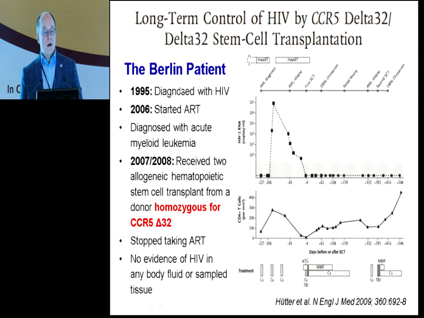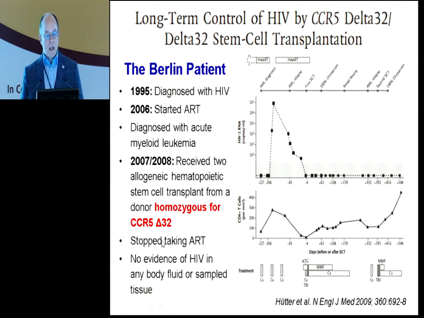So this was a man, Timothy Ray Brown, who was diagnosed with HIV and started ART in 2006. And as you know, he was diagnosed with AML, leukemia, and received 2 allogeneic hematopoietic stem cell transplants. And the important distinction here is that the donor was homozygous for CCR5 delta 32. So remember, this is a 32 base pair deletion in the CCR5 gene, the gene that encodes one of the primary receptors for HIV cell entry.